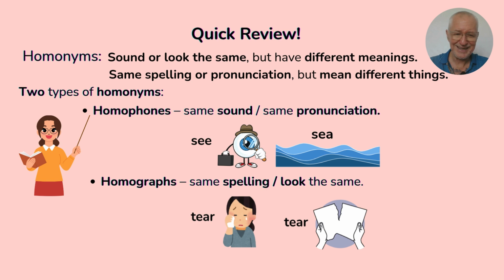Here we have tear, T-E-A-R, and tear, T-E-A-R. Tear and tear, spelled exactly the same, but with completely different meanings. So remember, homonyms are divided into two different types. One is homographs, which is to do with how they look and are written, and the other is homophones, which is to do with how they're pronounced or sound.